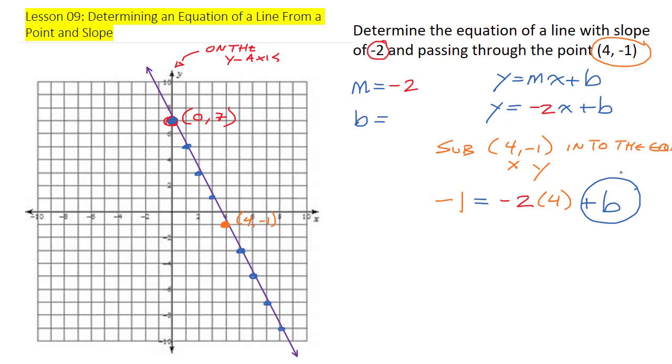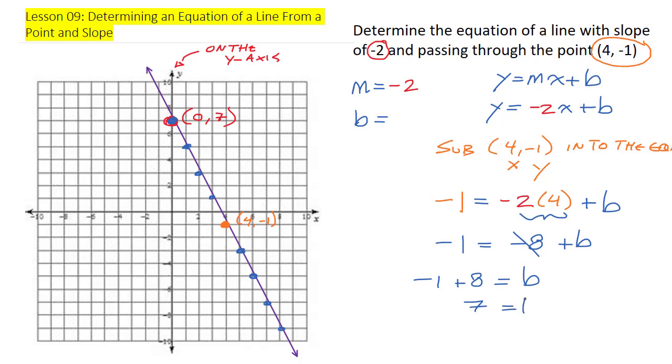That's it. All we do is use our basic algebra and arithmetic skills and solve for b. So what would we do here? First, we can multiply these two numbers together. So I have -1 equals -2 times 4, which is -8, plus b. Now to isolate b, we add 8 to both sides, which gets rid of the 8 on this side, and we add 8 to the other side. And I get 7 equals b. Now I can flip that around and make it b equals 7. There's the b for our equation.